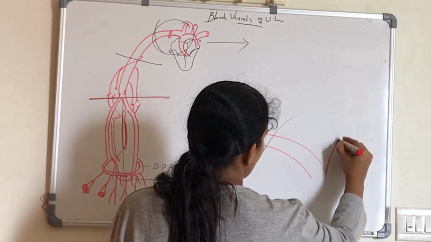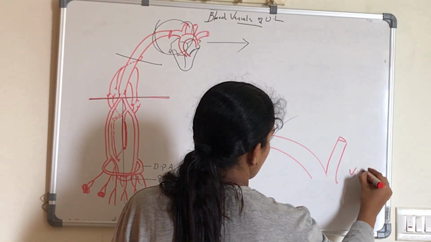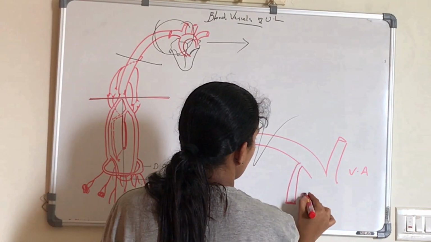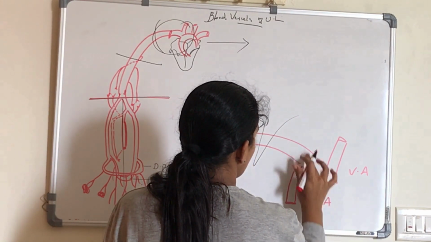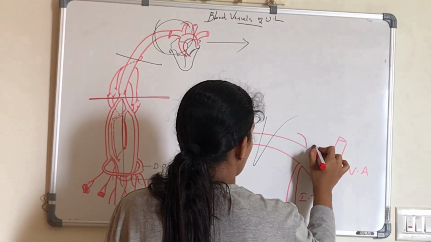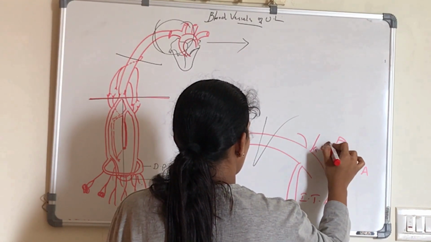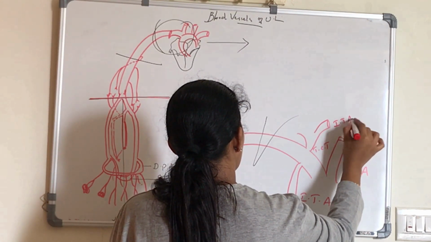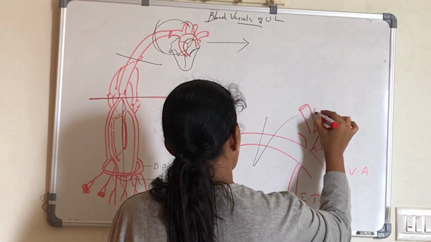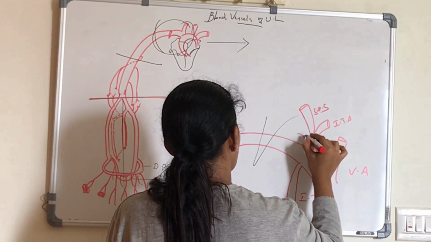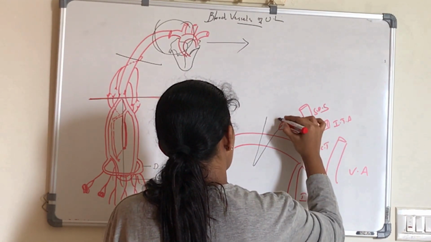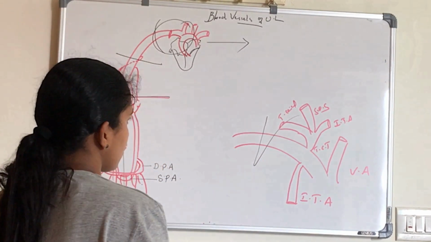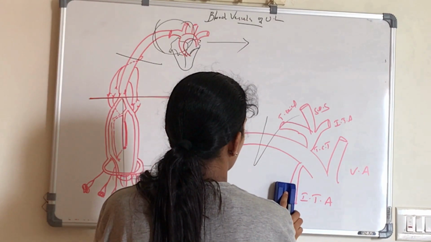So now let's summarize. Branches from the first part are vertebral artery, internal thoracic artery, and thyrocervical trunk. Again, the thyrocervical trunk gives off inferior thyroid, suprascapular, and transverse cervical. So this is about the first part of subclavian artery. Moving on to the second part.